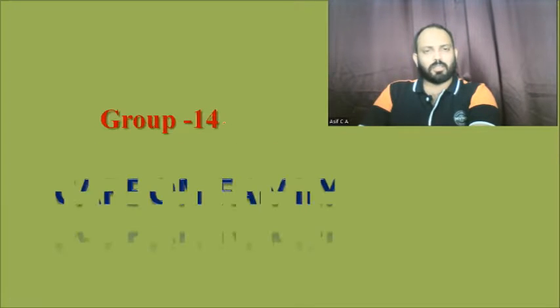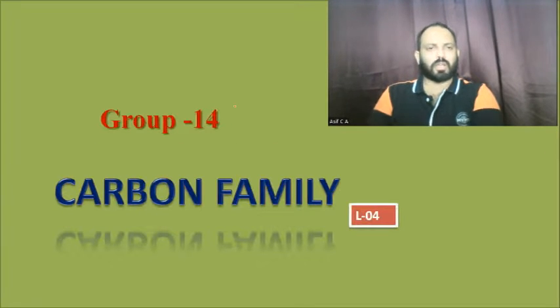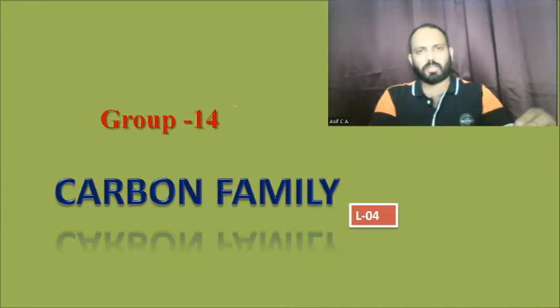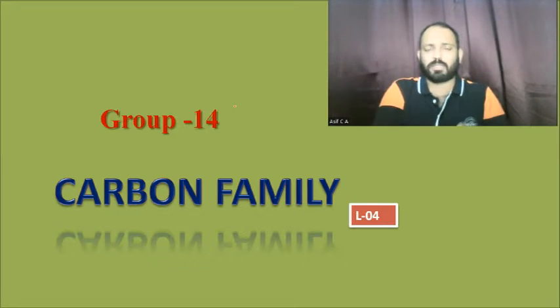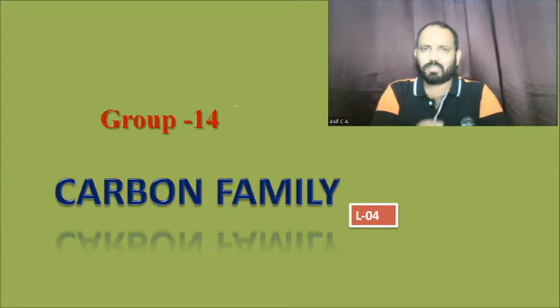So this is the fourth lecture of carbon family. In the last lecture, we discussed the allotropes of carbon. We have discussed the diamond. Diamond has sp3 hybridization. It is an insulator, the hardest substance on earth. All these kind of things we have discussed. Today we'll start with the second crystalline allotrope, graphite.